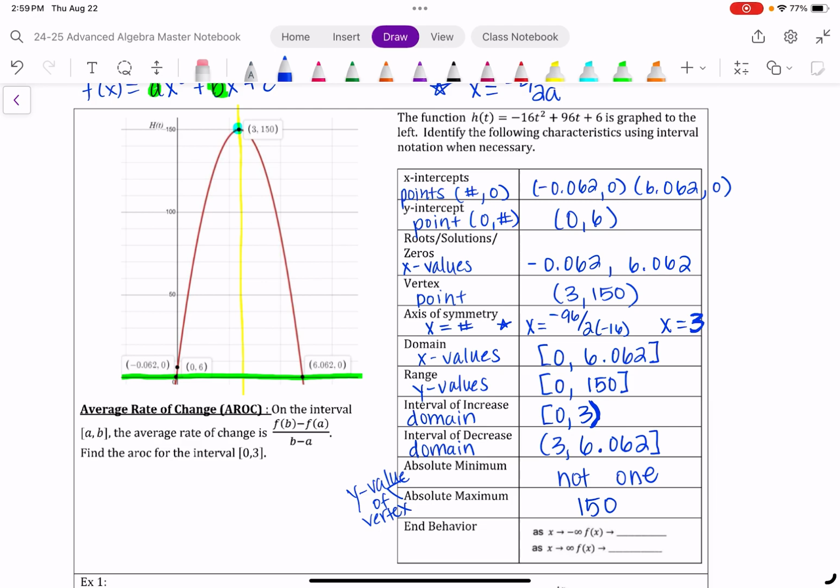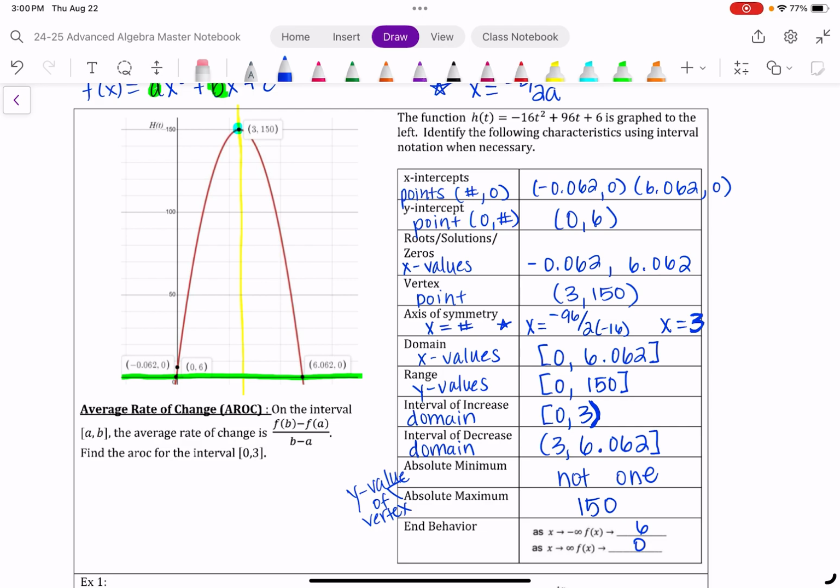End behavior is where's the graph going? As it approaches negative infinity, it is going to the value of 6. And as it approaches positive infinity, it is going to the value of 0.